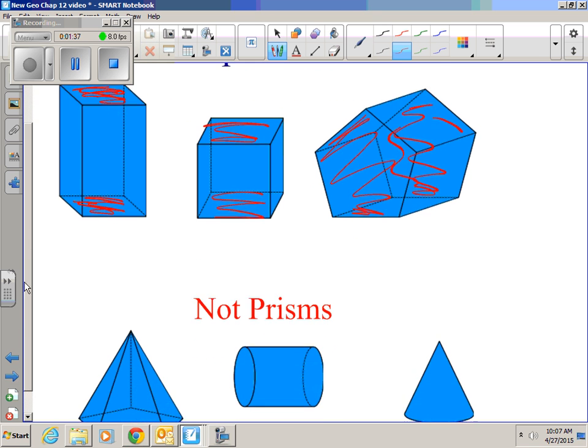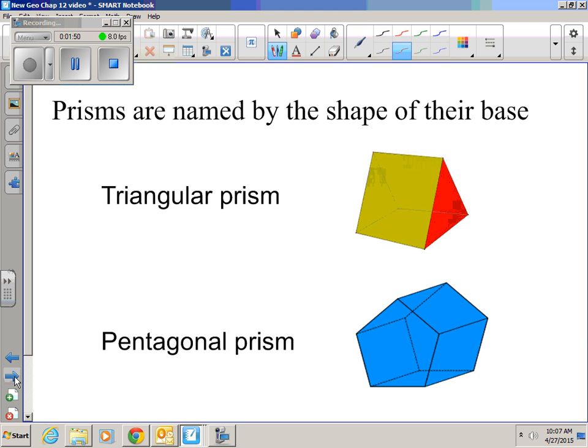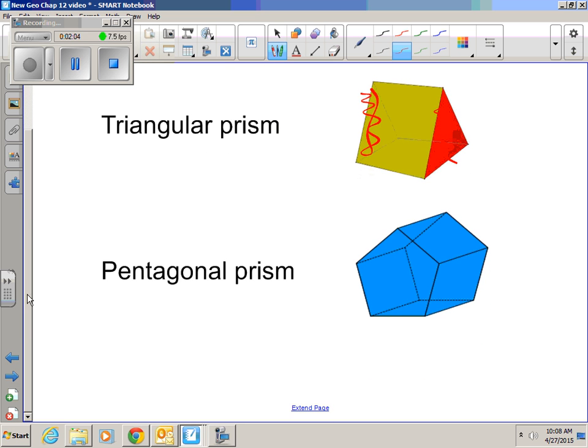Okay? These examples right down here are not prisms. This is a pyramid, this is a cylinder, and this is a cone. So pyramid, cylinder, and cone. Prisms are named by the shape of their base. This is a triangular prism because the bases are triangles. It still has then 1, 2, 3 lateral faces. This is a pentagonal prism because the prism has bases that are pentagons. One here in the front, one here in the back, and it has five lateral faces.